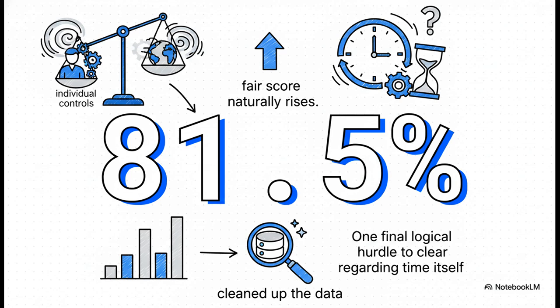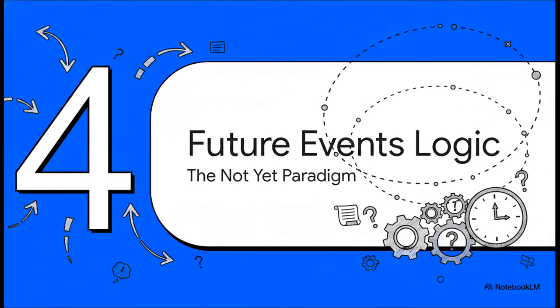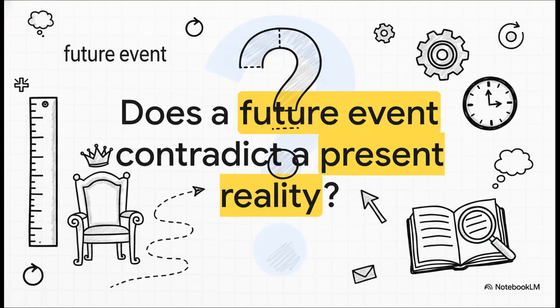Okay, so we've cleaned up the data, but we still have one final major logical hurdle to clear, and it has to do with time itself. Let's look at the logic of future events, or what we'll call the not yet paradigm. Now, this is perhaps the absolute most critical philosophical pivot of this entire explainer.